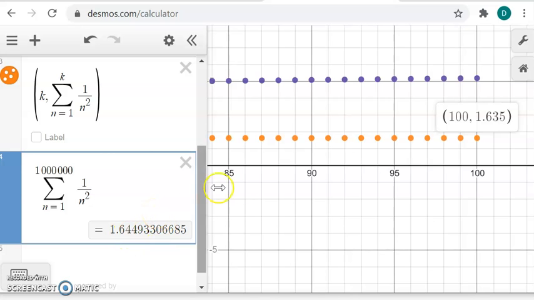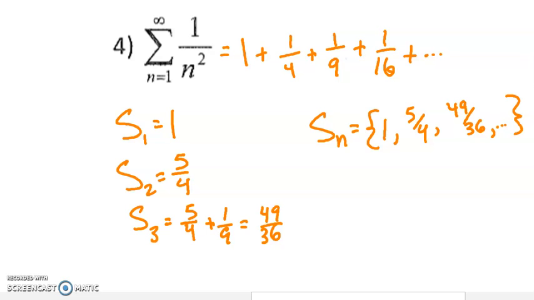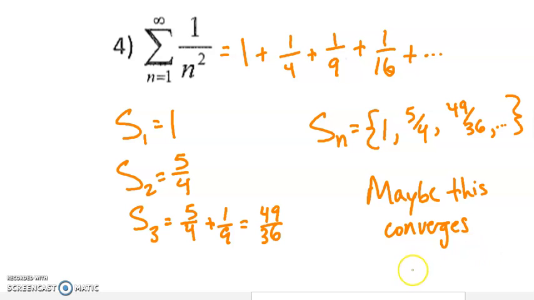Again, this is not a proof. We don't know for sure that this thing converges, but it sure does appear to converge. For the sake of right now, though, we're going to say maybe this converges. It appears to converge. More on that in the lessons to come.